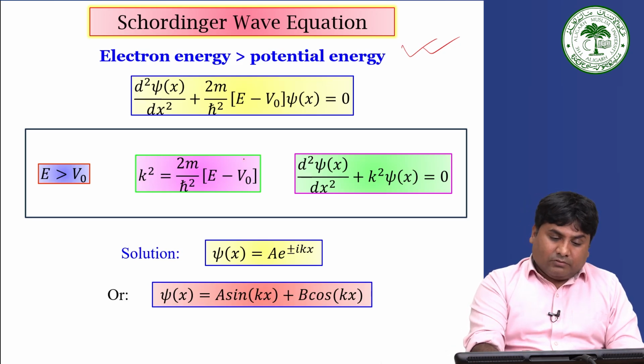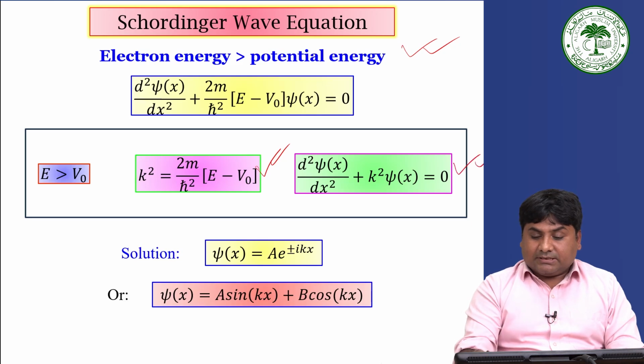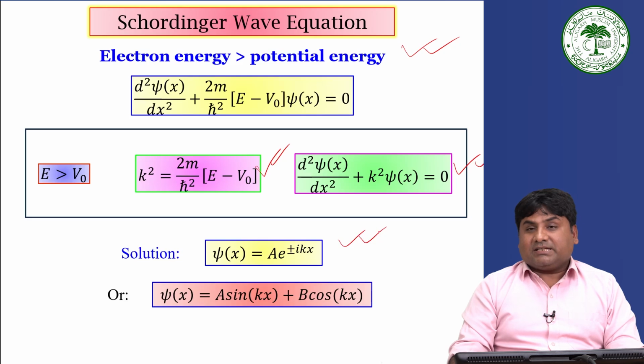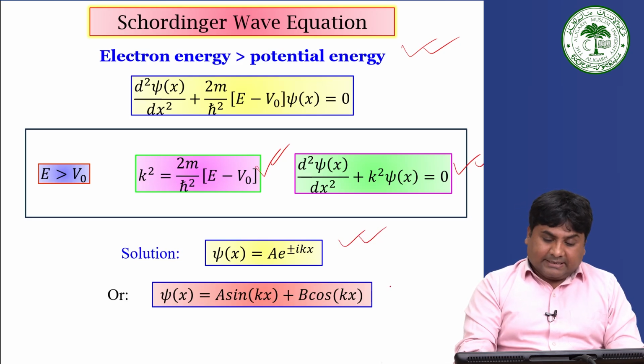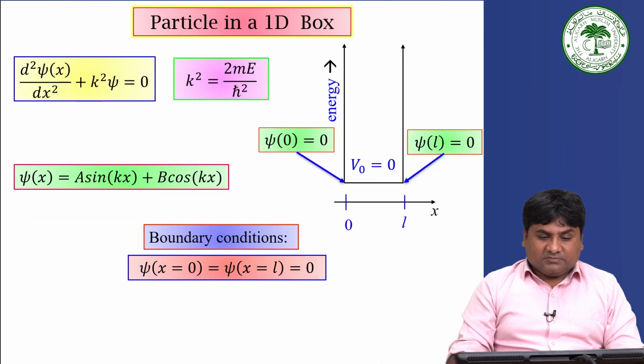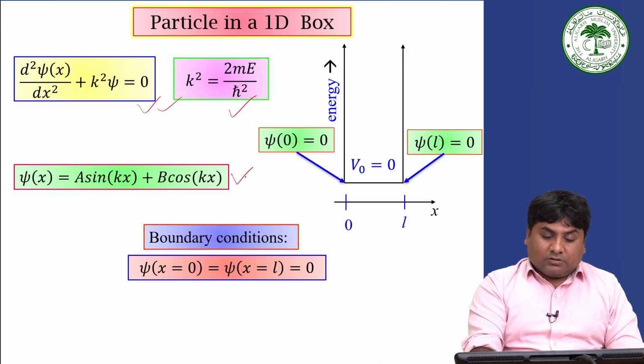We consider that k square is equal to 2m by h cross square into (E minus V naught). The equation becomes this, and the solution of this equation is psi(x) equal to e to the power plus or minus i kx, or you can write psi(x) equal to A sin kx plus B cos kx. You already know how to normalize and solve this wave function in case of a one dimensional box. So in this case the equation is this, and you get this solution.